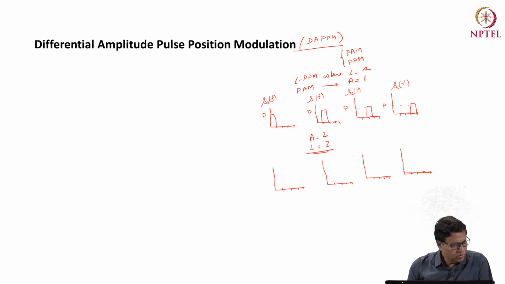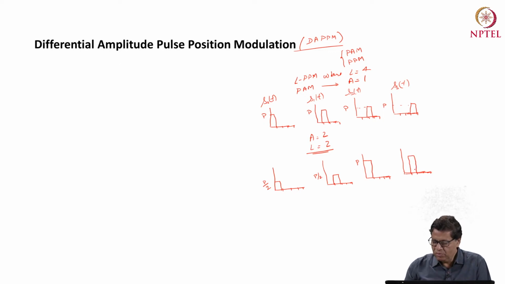So these are S02, S01. So this will be one level. So let this be P by 2 instead of P. And this could be another P by 2. And this is say P. This is another level.